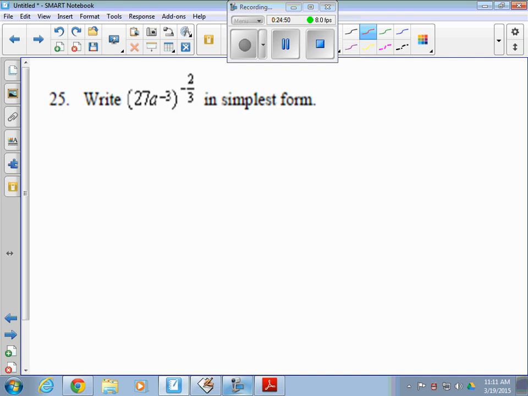It says write this one in simplest form. Both things are getting the negative 2/3 power. So 27 is being raised to the negative 2/3, and a to the negative third is being raised to it. Now, when you raise a power to a power, you multiply the exponent. So negative 3 times negative 2 is positive 6, and 6 divided by 3 is 2, so a squared. So you have 27 to the negative 2/3 times a squared.